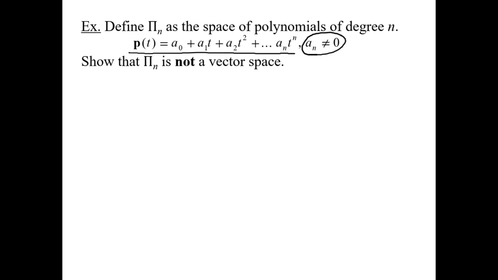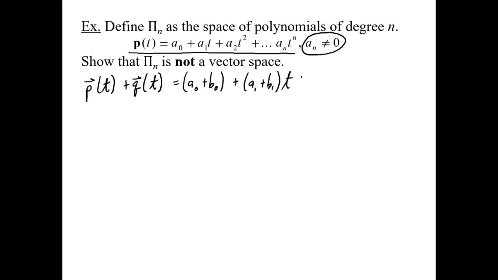Okay, so there's a bunch of them that could work. It is not closed under addition. Okay, if I did P of t plus Q of t, it would be the same one we did before: a naught plus b naught, and then a1 plus b1 times t, and then a2 plus b2 t squared.